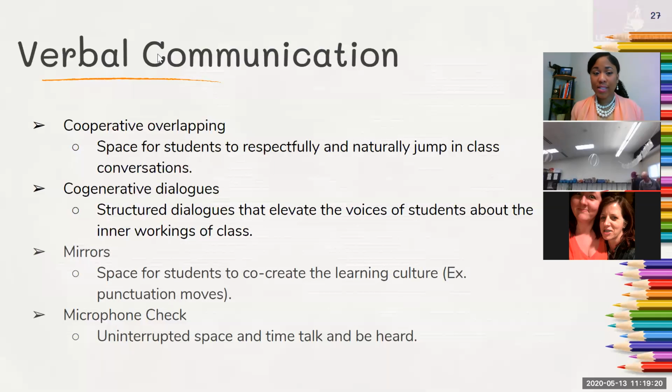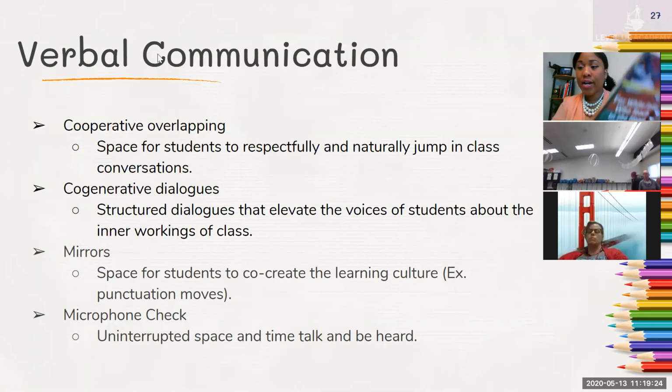Next, we have this whole concept called cogenerative dialogue. So I have a book here by Dr. Christopher Emdin, and I have this book posted at the end of the presentation too. What he talks about in this book is basically how teachers can provide space to elevate the voices of students. What this looks like is it can be a small group of students. That's how it initially starts off. Or I've even done this with the whole class.